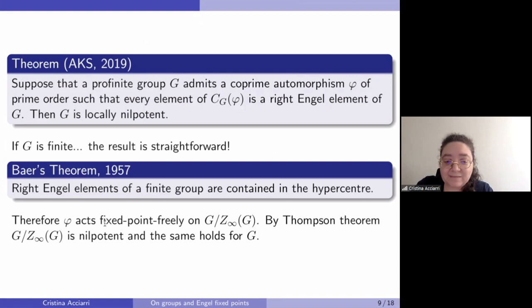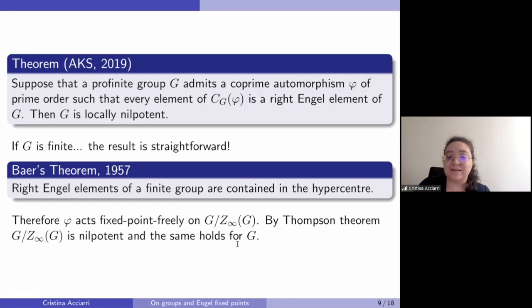Therefore, we have these right Engel elements inside the hypercenter. If we quotient over the hypercenter, phi induces an action that is fixed point free on this quotient, and so we can apply Thompson's theorem. So we get that the quotient over the hypercenter is nilpotent. Then we just remember that G is finite, so in particular G becomes hypercentral itself, and so G must be nilpotent. So you see it's very easy in this case.